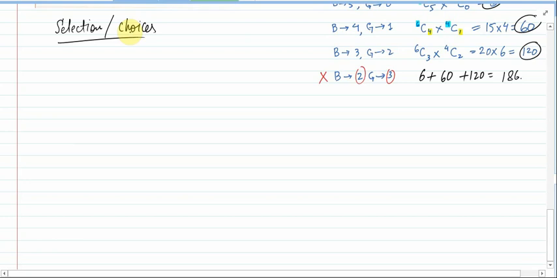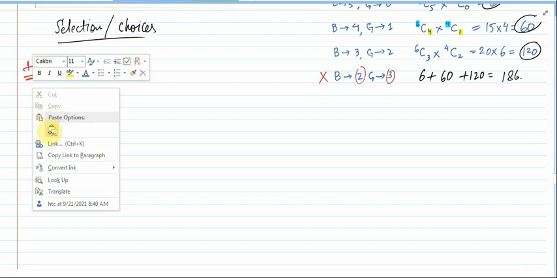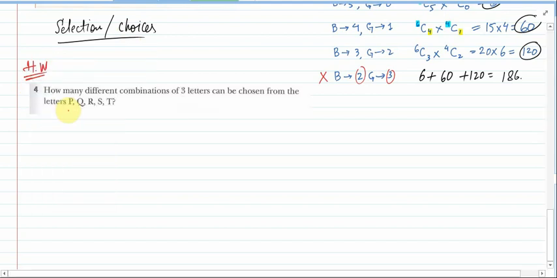Alright. Now, as your homework, you need to attempt question number 4, as you can see on your screen. How many different combinations of 3 letters can be chosen from the letters P, Q, R, S, T? So the total letters we have are 5, and the number we are going to select is 3. It is not a difficult question. We have attempted a more difficult question than this one, so I hope all of you can attempt it easily.